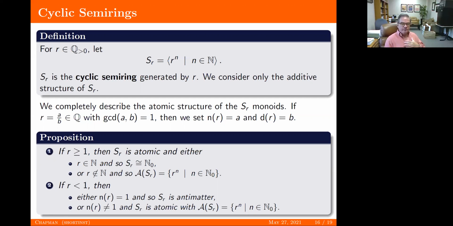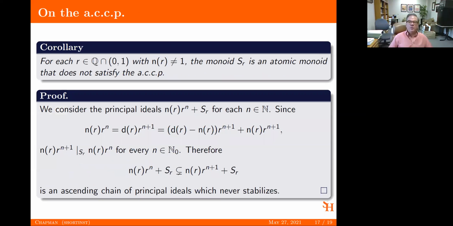Now, if r is less than 1 and the numerator is 1, then S(r) is antimatter. And if the numerator isn't 1, then S(r) is atomic with the same set of atoms as in the first case. And the proof of this is not too difficult. The antimatter part gets to be a little bit more complicated, but this is a really well understood class of Puiseux monoids.